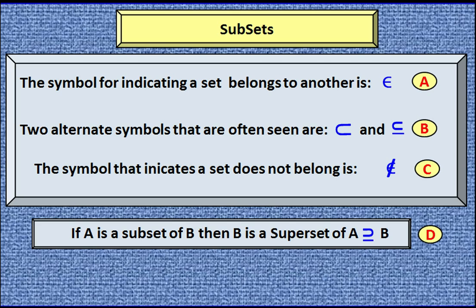The symbol for indicating a set belongs to another set is shown at A. Two alternate symbols that are often used to indicate that one set belongs to another are shown at B. The symbol that indicates that one set does not belong to another set is shown at C. If A is a subset of B, then B is a superset of A. The symbol for this is shown at D.